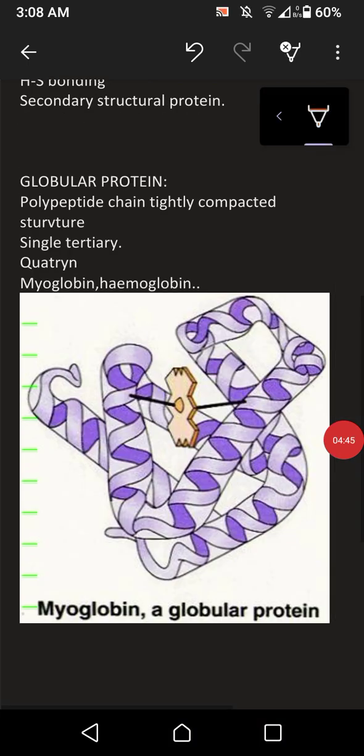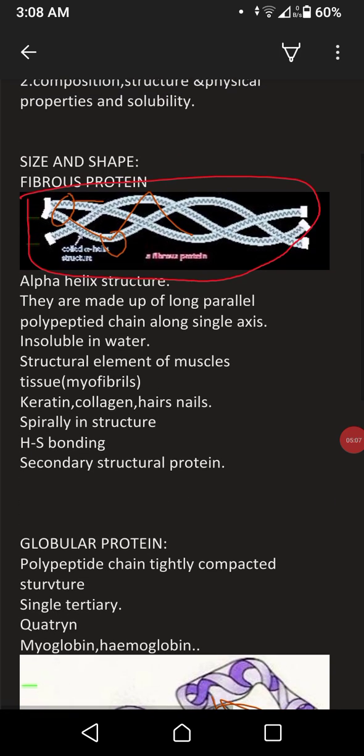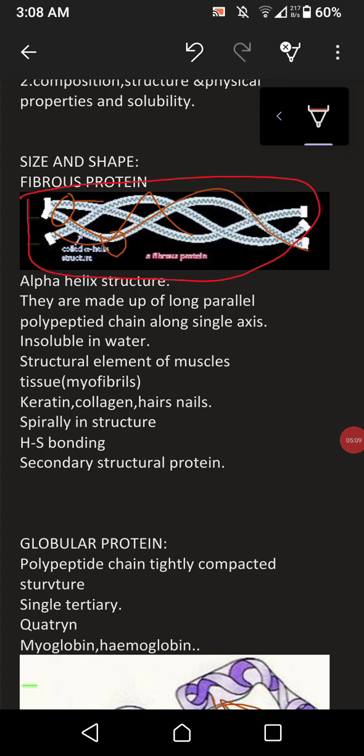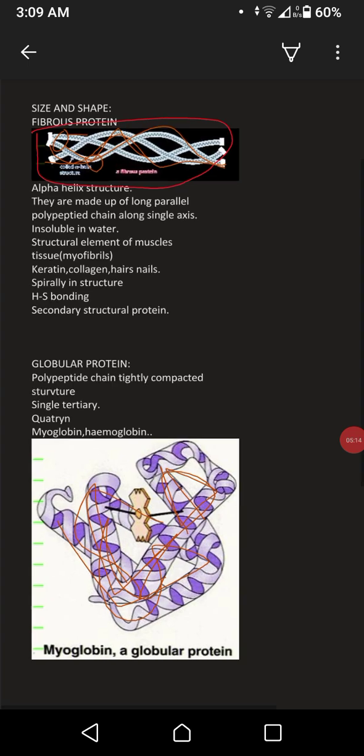Let me show you a picture of a globular protein. Basically, it is an example of myoglobin, which is a globular protein. You can see over here that it has a polypeptide chain, it has a quaternary structure, and as you can see, it has a spiral structure. So yes, this is the difference between these two.